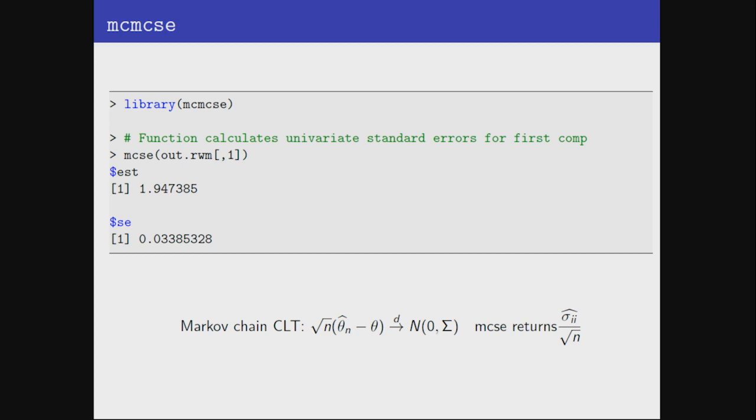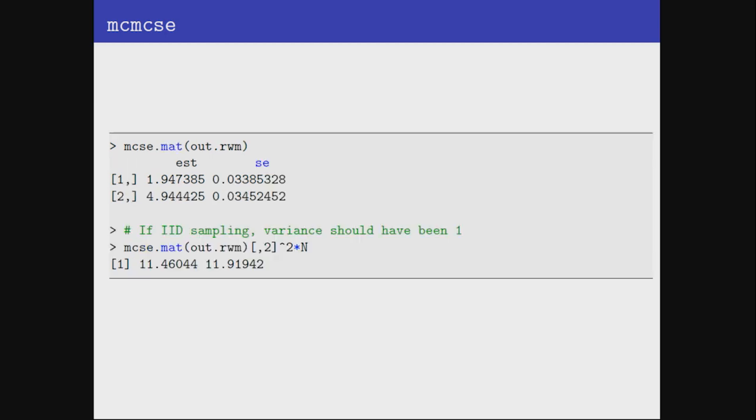But in many Bayesian problems, many of these distributions are too complex in high dimensions. And so we might want to do this for many different components, not just the first component. So you can use the function mcse.mat, and it'll give you a column of the estimates and a column of the standard errors. Okay?